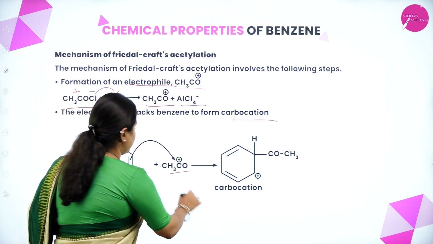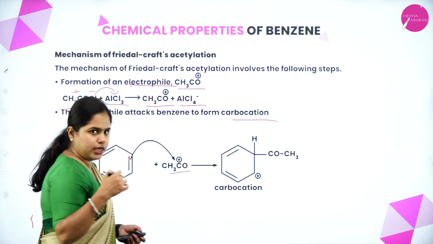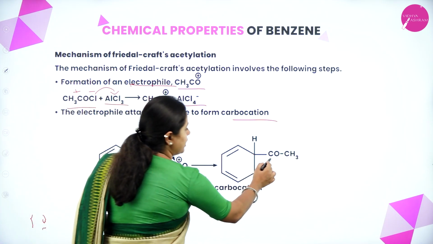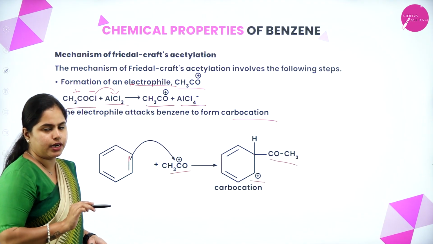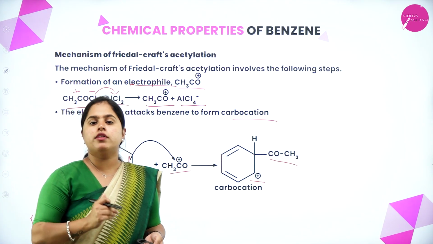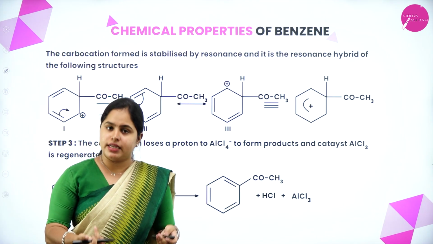So as you can see here, it will attack at this double bond position. A hydrogen atom is already there, and this CH3CO plus will get attached here, and the positive charge will be on the other carbon atom. So you obtained your carbocation. Now you yourself can tell me what will happen next. Yes, this carbocation will be stabilized by resonance, right?